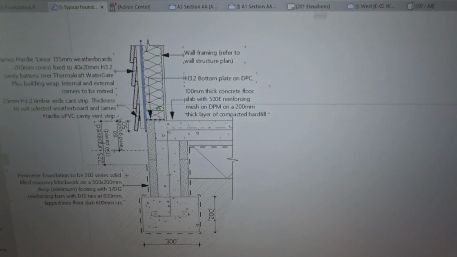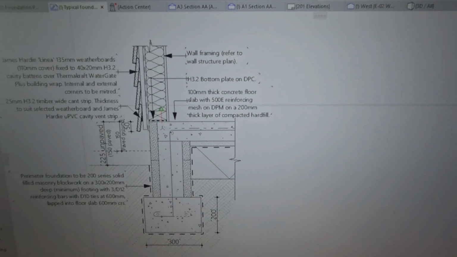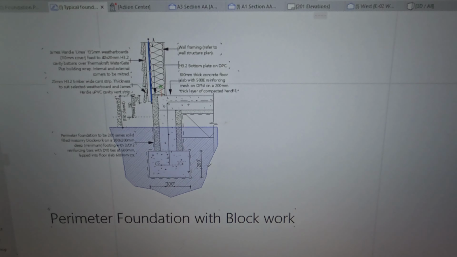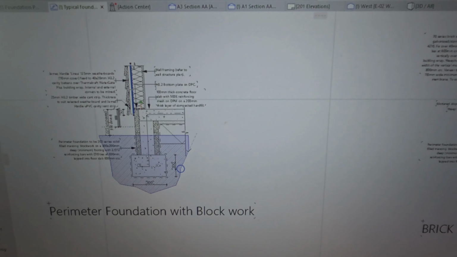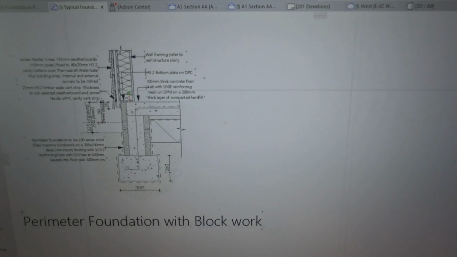Yeah, so basically that is what I have for a typical foundation on good ground. I must emphasize this has to be on good ground. Otherwise, if it's an expansive soil or any other different type of soil, you will need first of all a geotech report to determine the type of foundation, and then a structural engineer can design one for you.